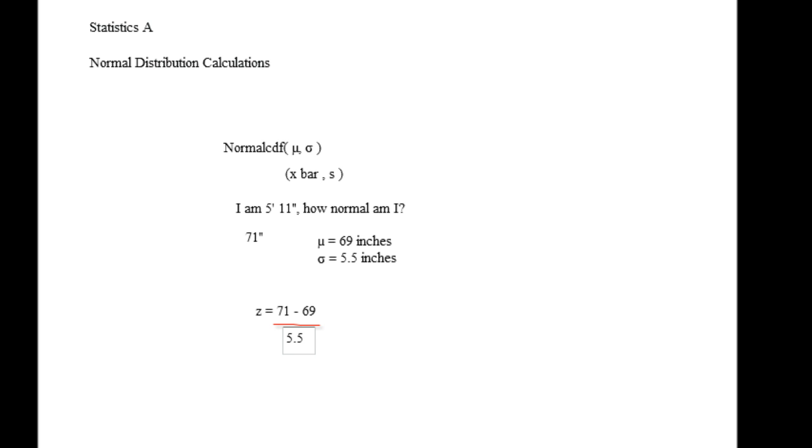Let me just check that sigma real fast. Oh, 2.5. Geez, that's even better, because I'm dividing by less. So let's change that to 2.5. Whew, I was going to say that's a lot of deviation right there. So 2.5. Okay, so we do our calculation. This is what the calculator is doing: 71 minus 69 divided by 2.5, and we get a z-score of 0.8.